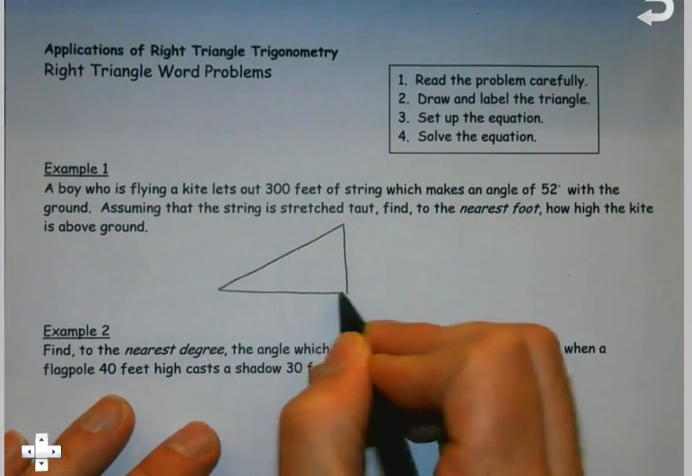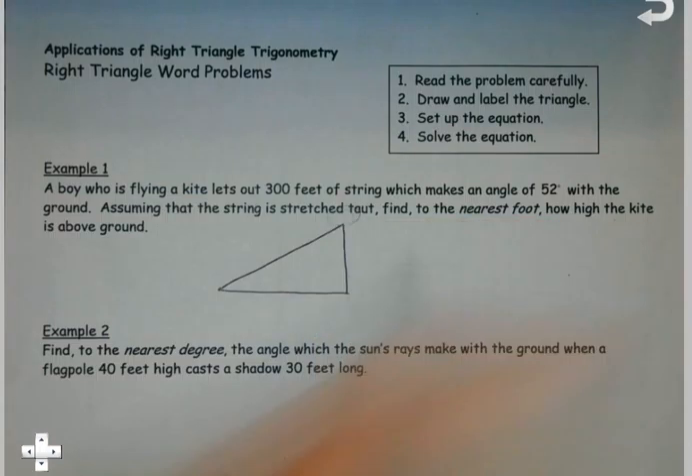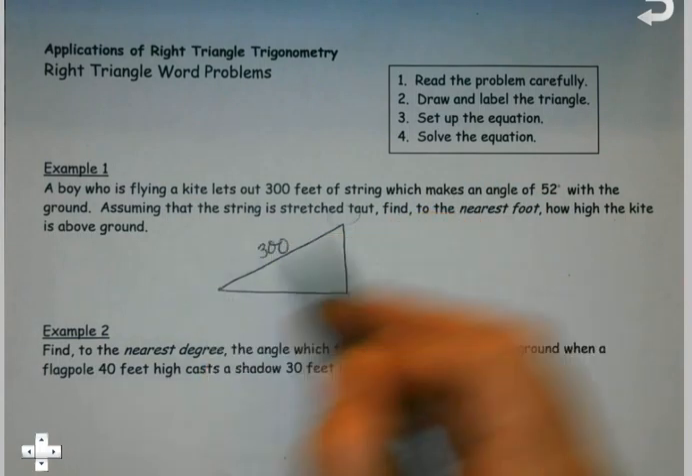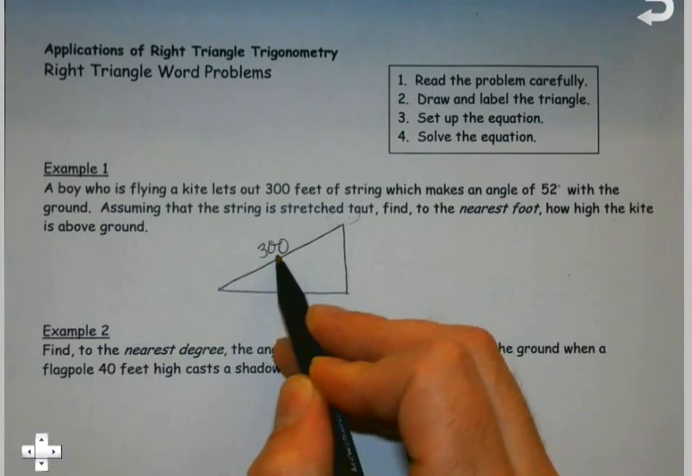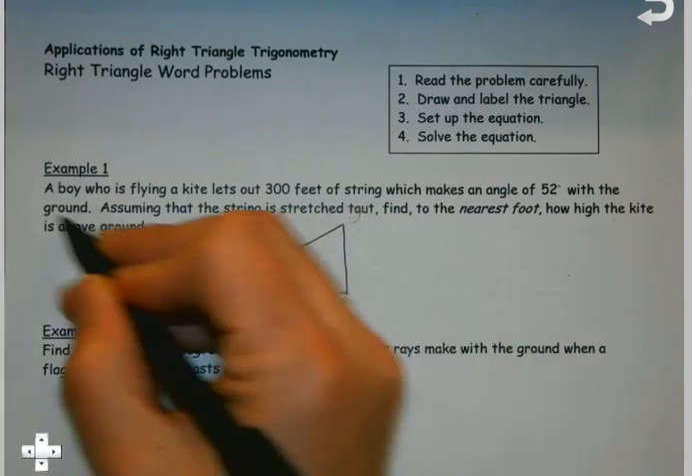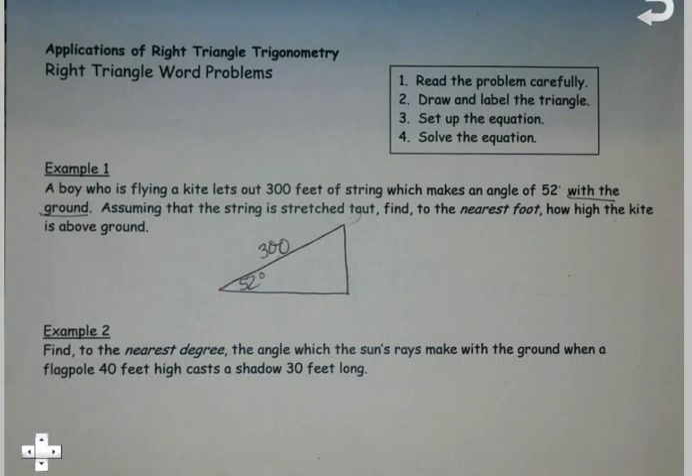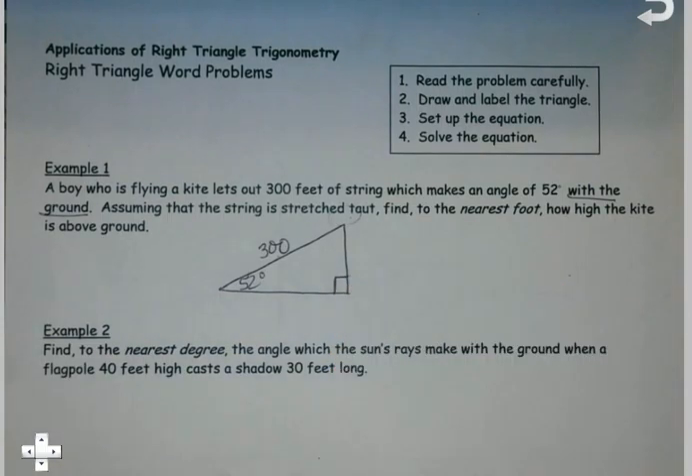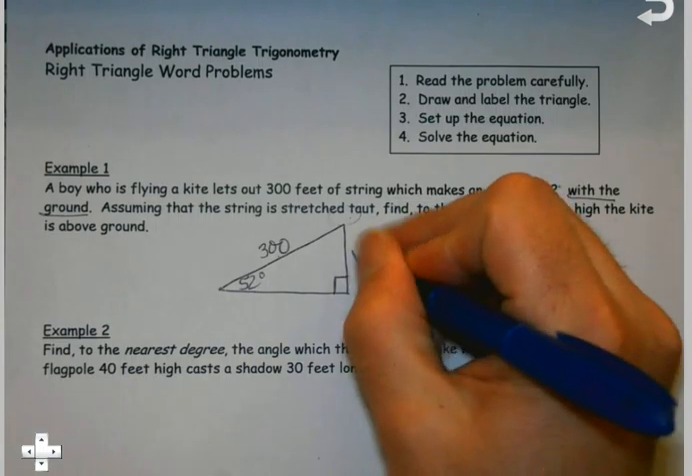If you want to draw kites and all this other stuff, you can, but I like to keep it simple. So this kite's flying up here somewhere, and it's got 300 feet of string. So from this boy to where my kite is, 300 feet of string, and it makes an angle of 52 degrees with the ground. So that kind of tells me where the 52 is going to be. All of these are right triangles, we know that part. Assuming that the string is stretched taut, find the nearest foot how high the kite is off the ground.